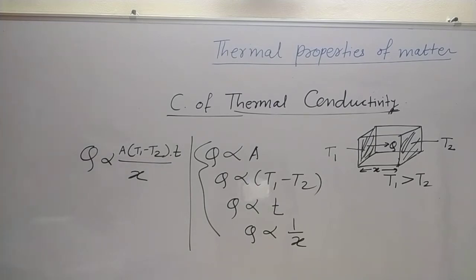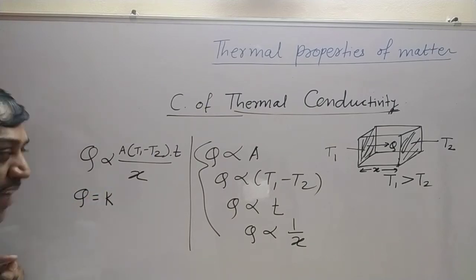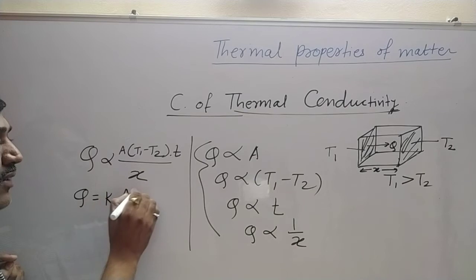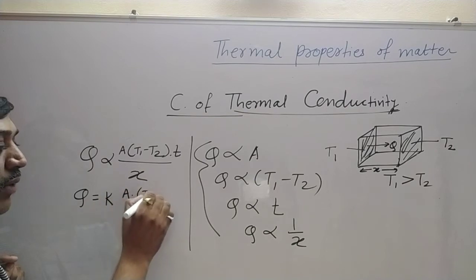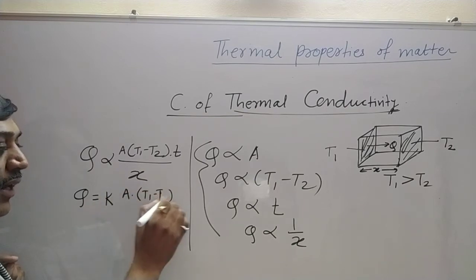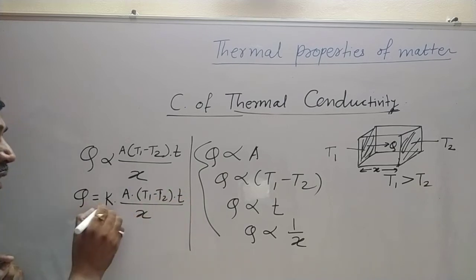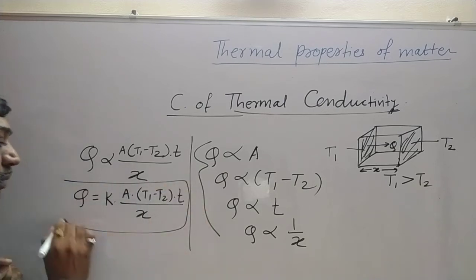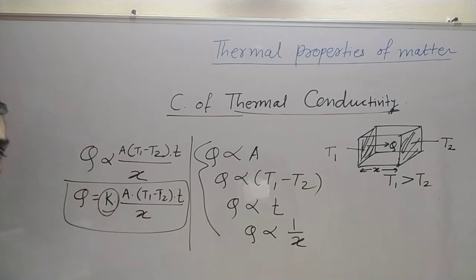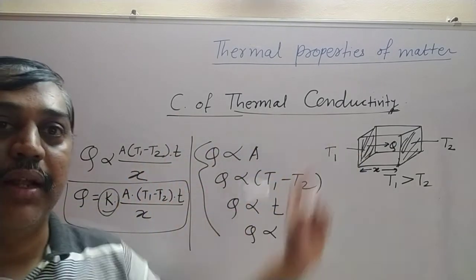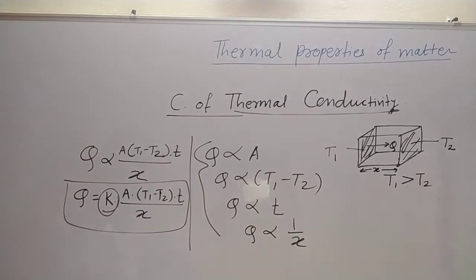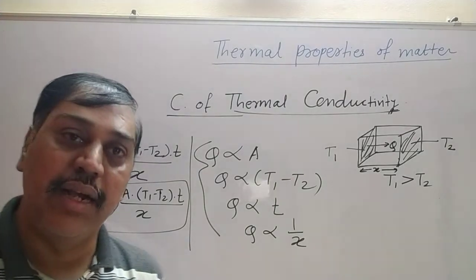Q is directly proportional to all these quantities. Now I have removed the proportionality sign. We can take the equality sign with a constant of proportionality, that is k. The remaining terms are as they are: A into T1 minus T2, where these are temperatures, small t is time, and x is distance. Then in this equation, this k is said to be the coefficient of thermal conductivity.